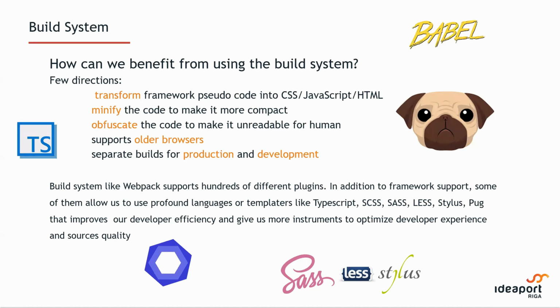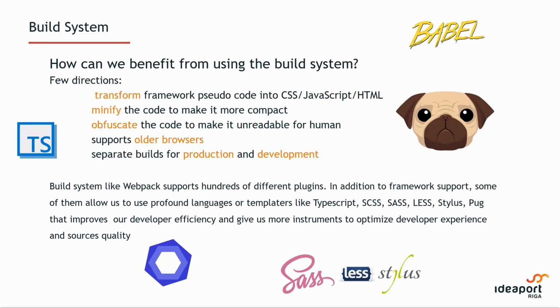Overall, a build system like Webpack supports tons of different plugins. It allows you to use different languages or pseudocode languages like TypeScript, different styling libraries that probably are more profound than CSS for now, and maybe JavaScript templaters like Pug. So all of that gives us a good instrument to improve your development efficiency and provides more instruments to optimize the development experience and probably the quality of your code.